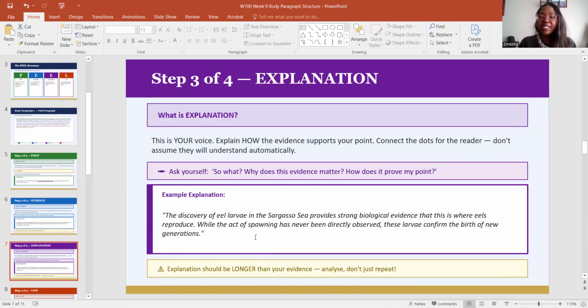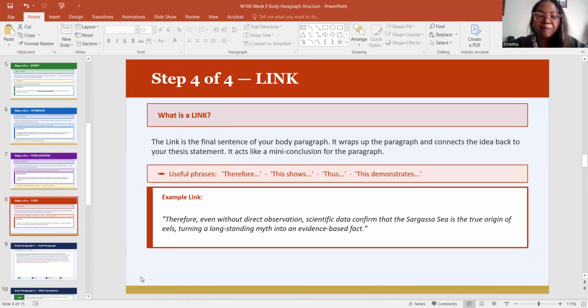All right? Do you see that the explanation does not repeat the evidence? It merely connects it. That is true. We have never seen them actually reproduce. However, because we have found that the larva is in this region, we can easily confirm that in fact eels do reproduce. Okay, where do they reproduce? Well, in the Sargasso Sea. How do we know this? Because their eggs have been found there. After you've done your explanation, what is the next point?